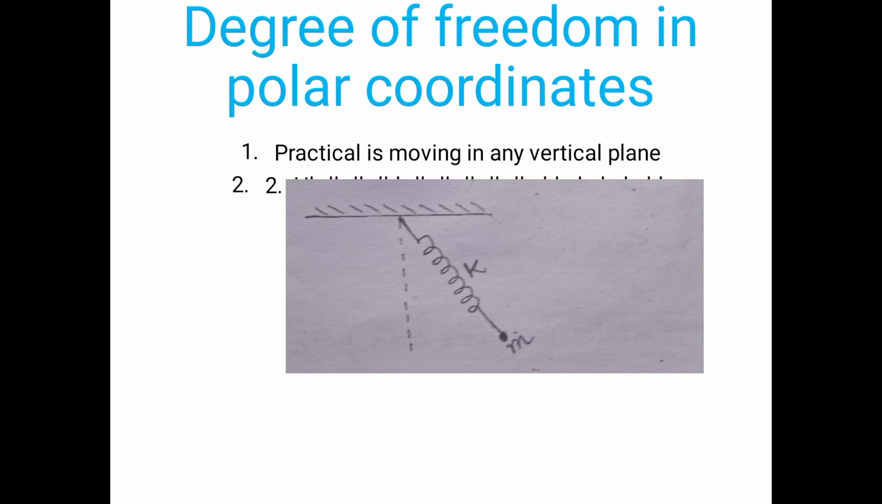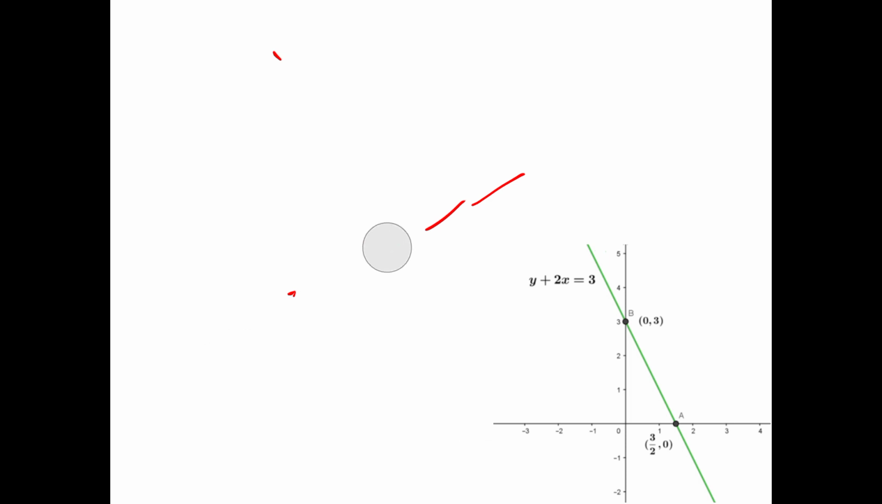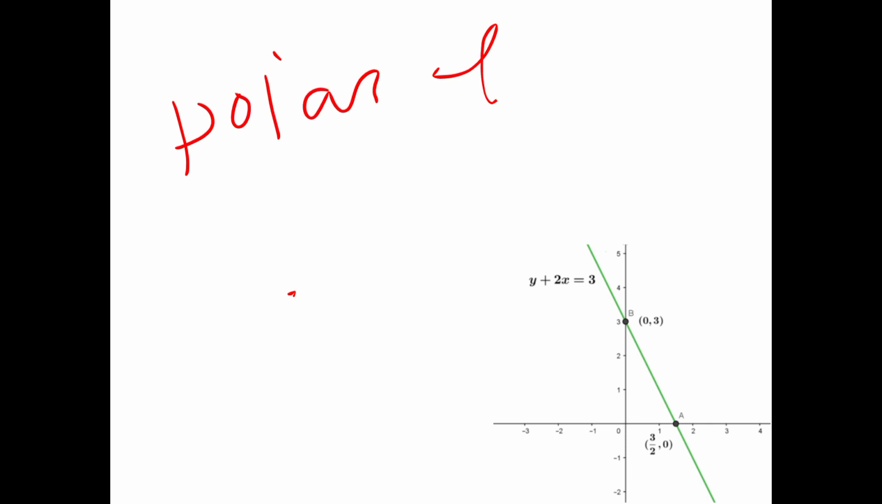Okay, now degree of freedom in polar coordinates. We know that there are different types of coordinate systems like Cartesian, cylindrical, spherical, and polar coordinates. In polar coordinates we use r and theta. Basically, r is the radial coordinate, theta is the angular coordinate.